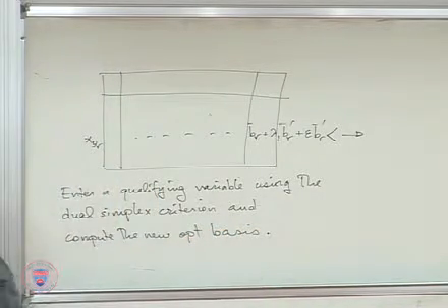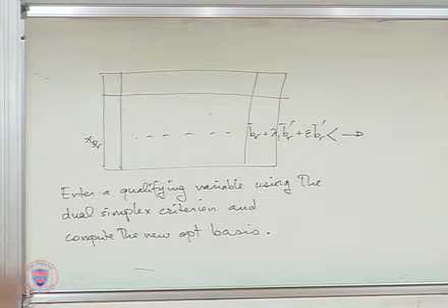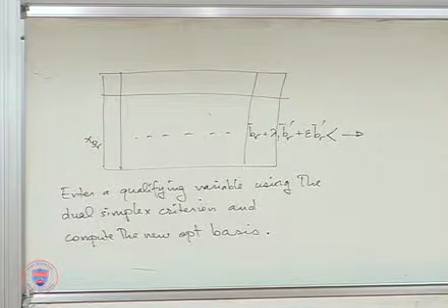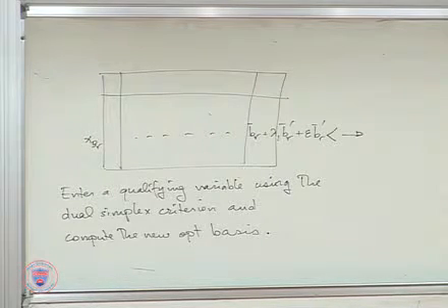Then you compute your new optimum basis. It doesn't have to be in the immediately next iteration. It may take more than one iteration. Why?